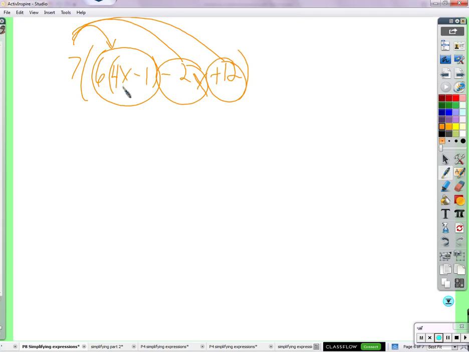If I distribute it to the first term, I have 7 times this thing. This thing is 6 times 4x minus 1. 7 times negative 2x is negative 14x. 7 times 12 is 84. Alright, we got this thing going on.